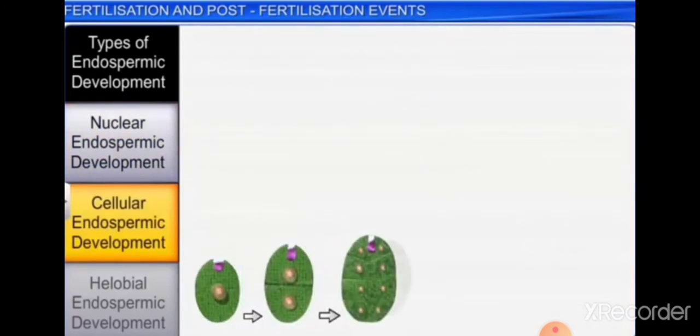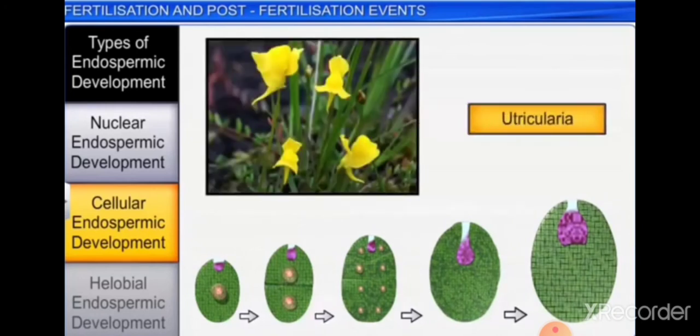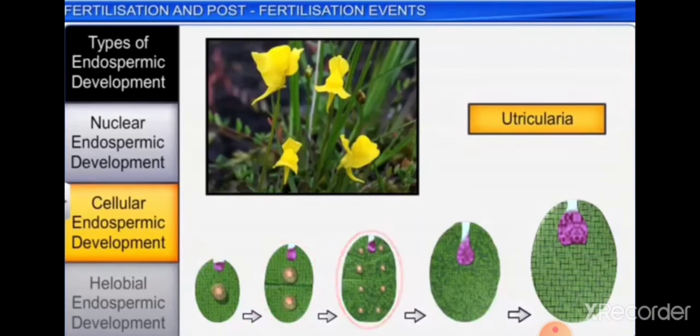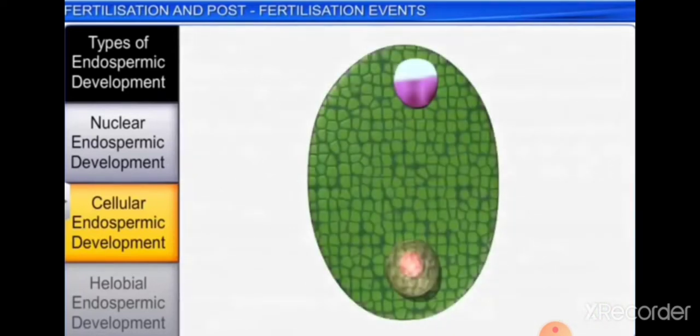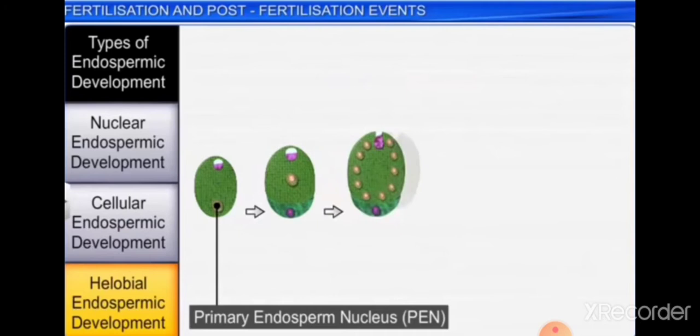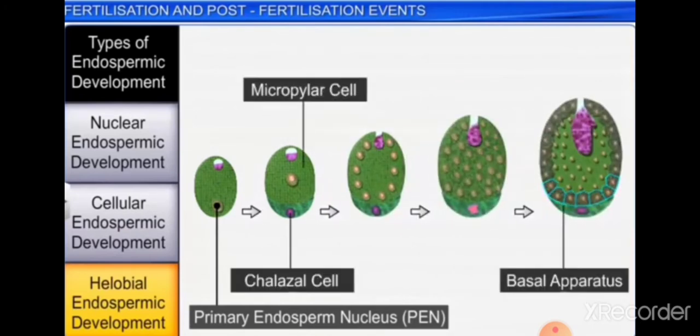Cellular endosperm development is seen in plants such as Utricularia. The division of the primary endosperm nucleus is immediately followed by cytoplasmic divisions. In helobial endosperm development, the intermediate type of development, half of the cells develop in cellular mode and the other half undergo free nuclear division.